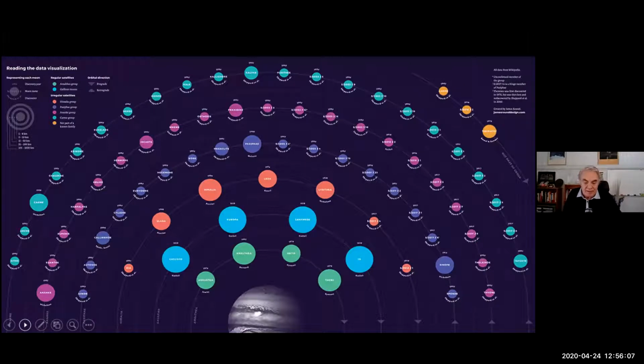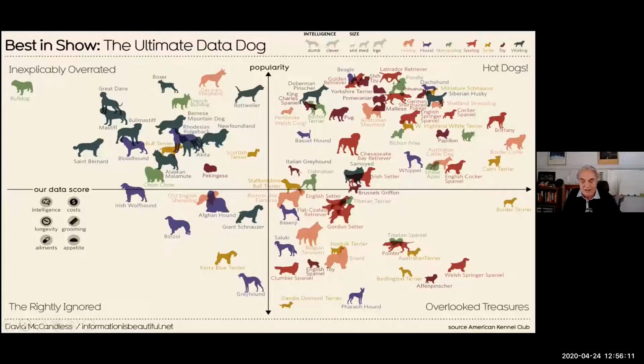And those of you who might have dogs, I love this particular graphic where somebody has actually managed to show a massive amount of information. The popularity of the dog, the intelligence, the cost, the longevity, the grooming, the ailments that they're susceptible to, their appetite, even to the point, depending on which way they're facing, whether they're a smart dog or a not so smart dog. A lot of information shown just in one very, very simple graphic.